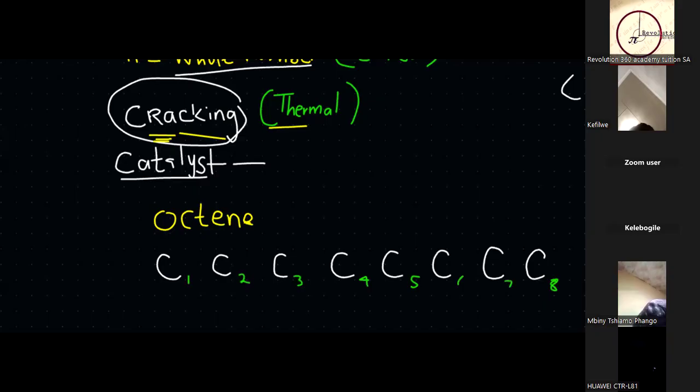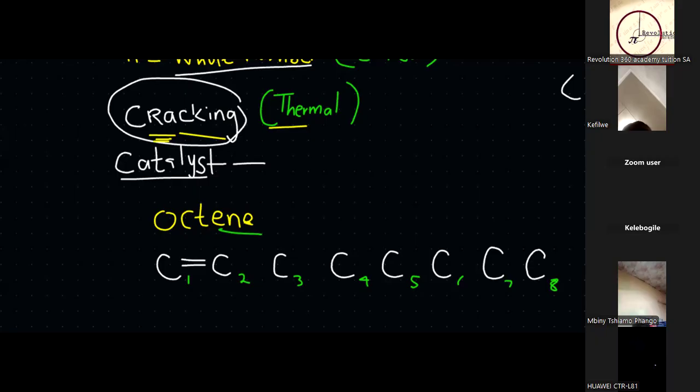So if the question says draw a structural formula of octene, it's a must that your double bond should be on the first carbon atom, because it's octene. Remember, octene is an alkene, and it must have a double bond. Since they didn't tell us where the double bond is situated, and they wanted us to draw a structural formula of octene, it must be between the first and the second carbon atom.